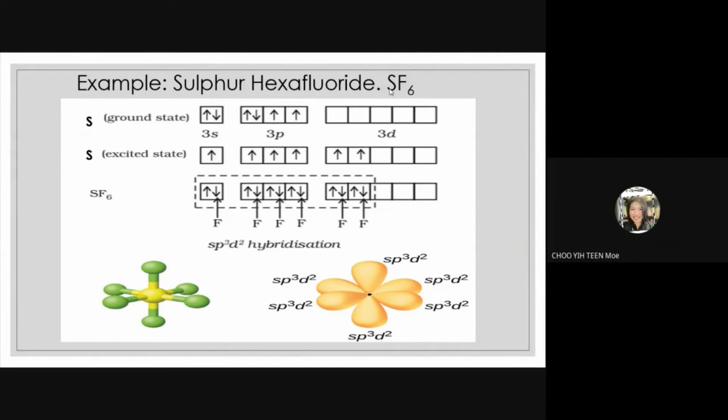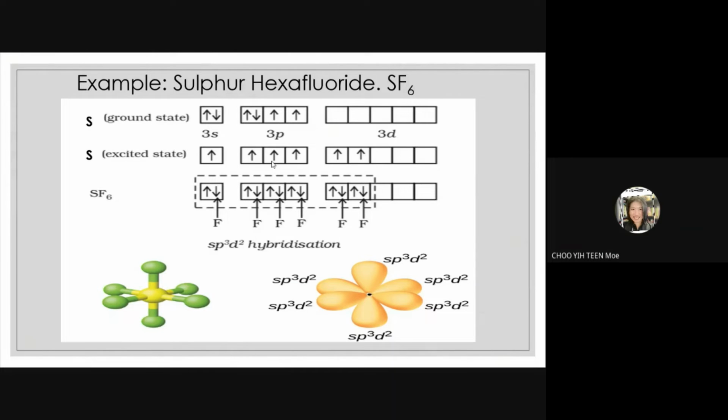We are going to use sulfur hexafluoride as an example. In sulfur hexafluoride, identify the center atom, which is sulfur. The ground state electronic configuration of sulfur has 6 valence electrons, arranged as 3s2, 3p4. In this case, the maximum number of bonds formed is 2. To produce sulfur hexafluoride, 6 fluorine atoms must bond to it. So you have to excite the electrons to orbitals of higher energy level. This electron is excited to the 3d orbitals, and this electron is excited to the 3d orbitals.